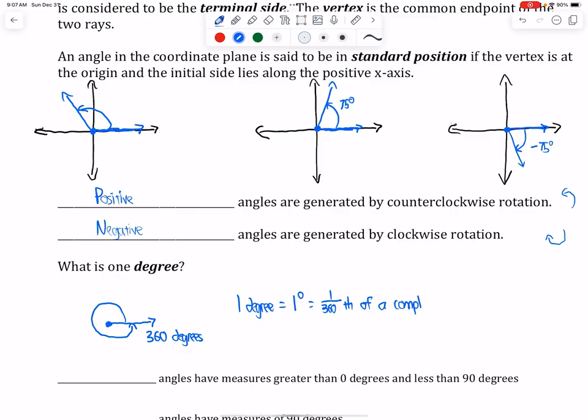So in that previous example, when we were talking about 75 degrees, that would be 75 360ths of a complete rotation. So it's going to help us to remember that 360 degrees is rotating from your starting side all the way back and ending up in the same spot.